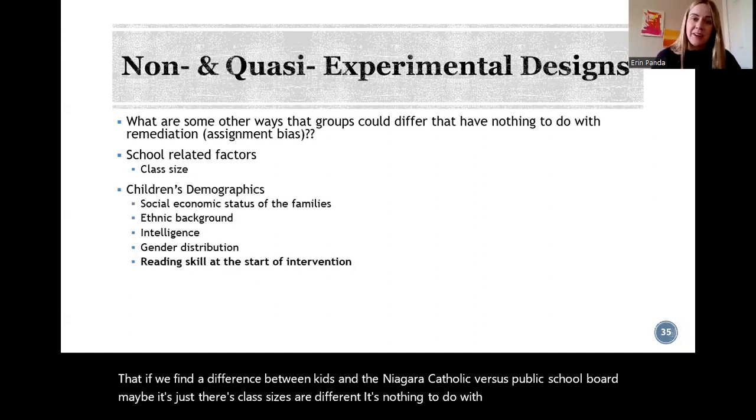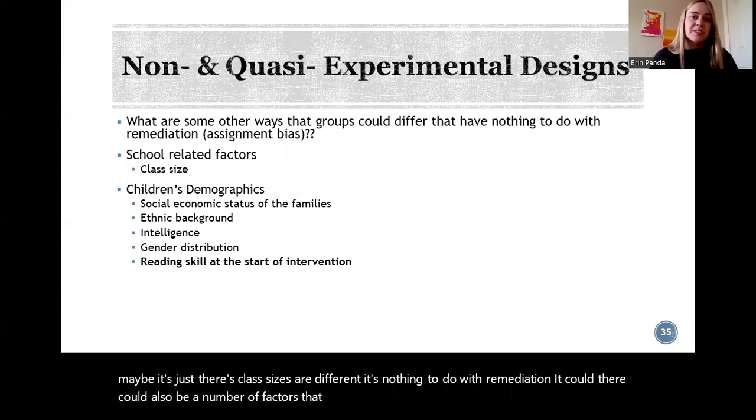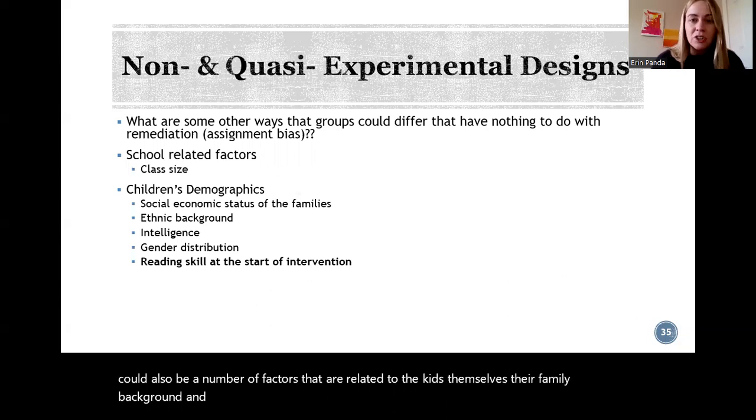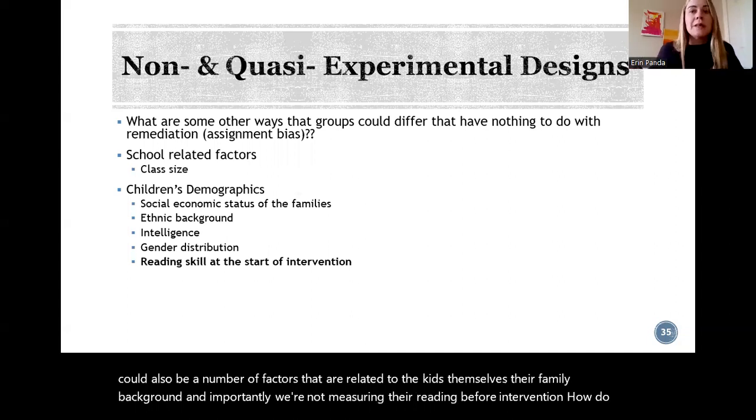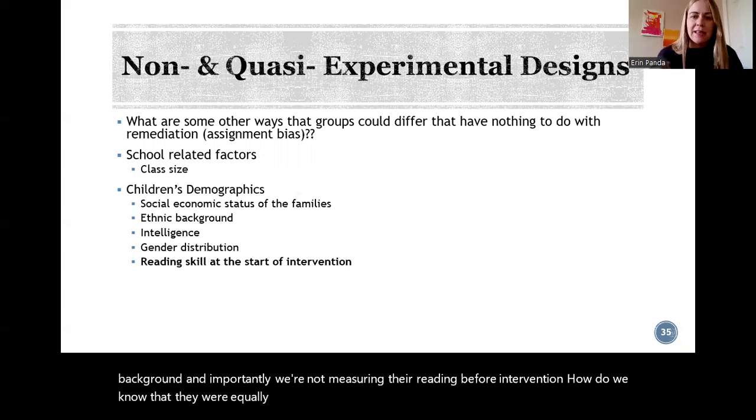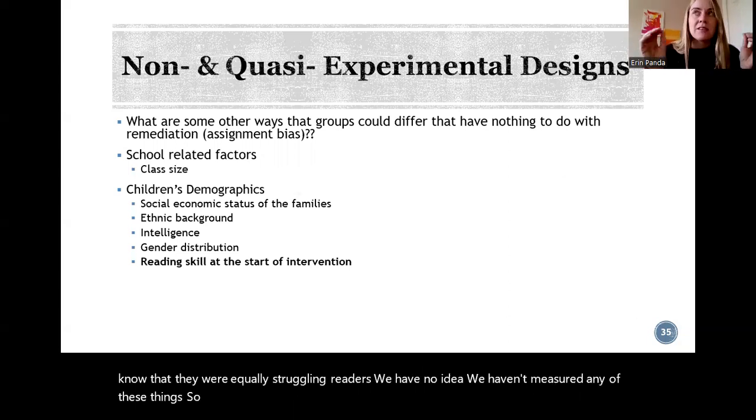There could also be a number of factors that are related to the kids themselves, their family background, and importantly, we're not measuring their reading before intervention. How do we know that they were equally struggling readers? We have no idea. We haven't measured any of these things. So we have no way of knowing if it's the remediation or these factors.